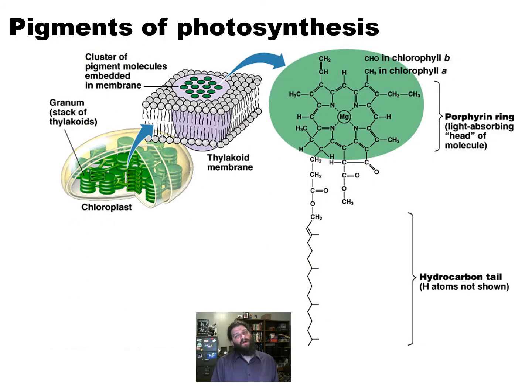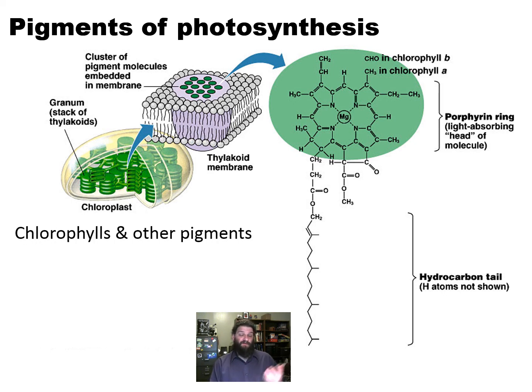A little bit more on the pigments of photosynthesis themselves. There are more than one. It's not just chlorophyll, and even so, there's more than one chlorophyll. There's chlorophyll A, B, and C, but there are other pigments, and they're always there. We just don't always see them. They're covered up by the dominant chlorophyll.